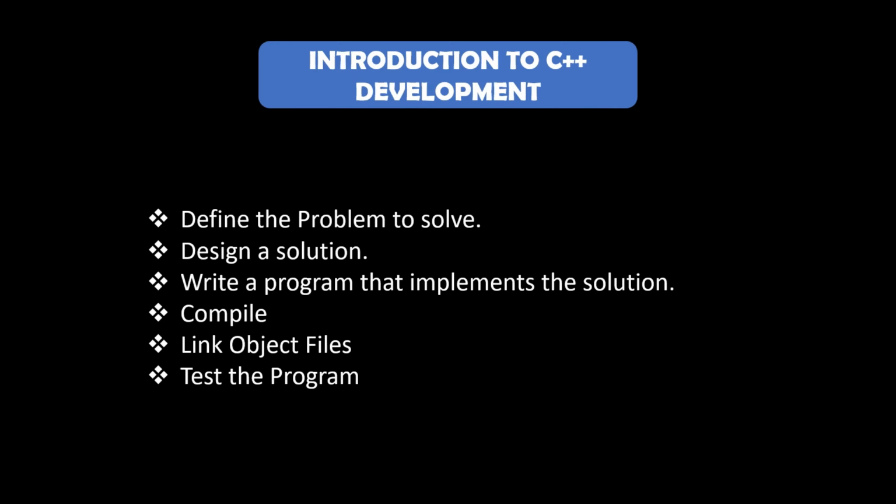So how is development in C++ done? There are steps that help you develop programs in C++. First you have to define the problem to solve. Then you have to design the solution, then write a program that implements the solution, then compile, then link the object files and then test the program. So that's it for now. In further videos, I will explain how to perform these activities and achieve the desired results through your program.